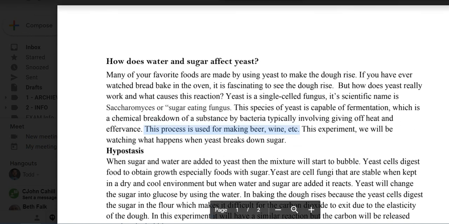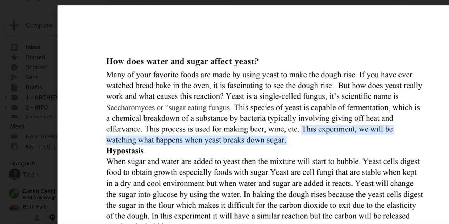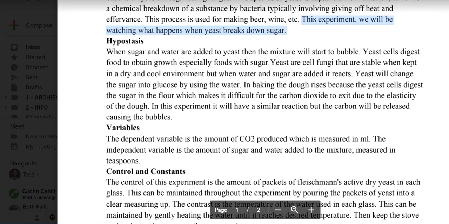You said in this experiment, we will be watching what happens when yeast breaks down sugar. But what will we expect to see? I personally, because of my experience, think you're going to look for bubbling. But again, I'm not sure because you just kind of left it off there as we will see what happens. But it's not explored upon any further. All right, this is hypothesis. You're going to want to change that there, okay?